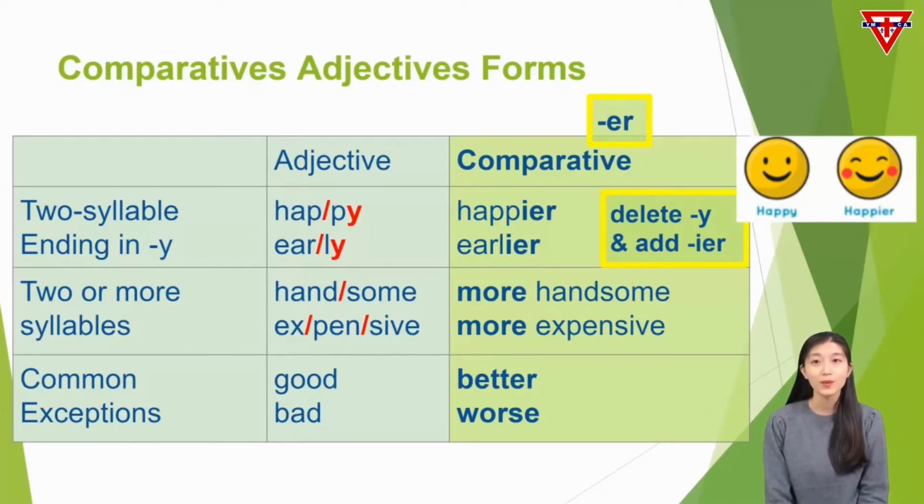Expensive has three syllables. Expensive. So the comparative becomes more expensive. Of course, there's always exceptions.